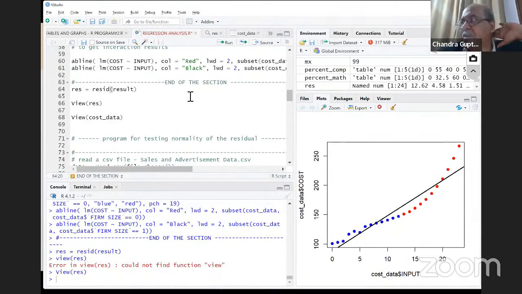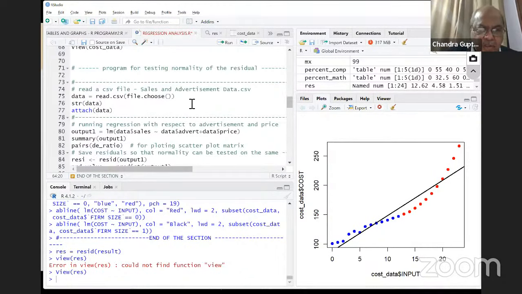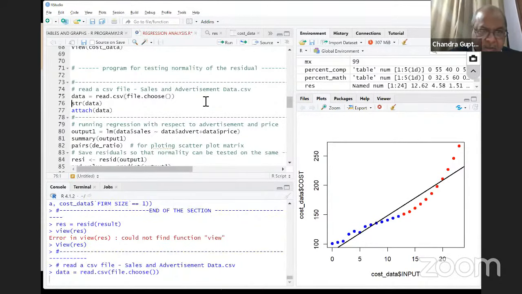Maybe we check for homoscedasticity. Okay, before that, let's go for multiple regression where we have more than one. So I just select, I don't know how it's not coming. I'm just opening that file.